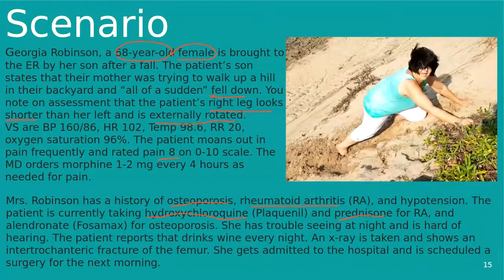An X-ray was taken and shows an intertrochanteric fracture of the femur. So she gets admitted to hospital and is scheduled for surgery the next morning. Based on this scenario, can you guys identify some of the risk factors that predispose her to hip fracture?